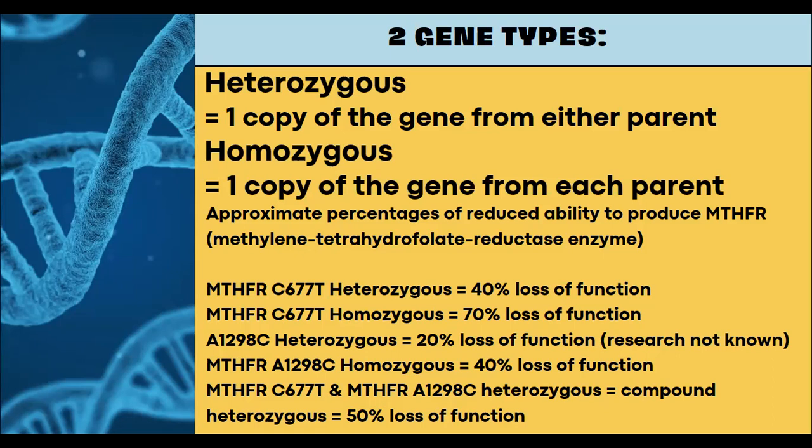So if you have the MTHFR C677T heterozygous, you have a 40% loss of function. If you have the C677T homozygous, you have a 70% loss. I really don't know what all this means. We'll take a deeper dive possibly in slides 2. And then if you have the A1298C heterozygous, you have a 20% loss of function. And then the A1298C homozygous. So you get the idea. You have a great loss of function if you have either of these 2 genes expressing. So you want to monitor those 2 genes.